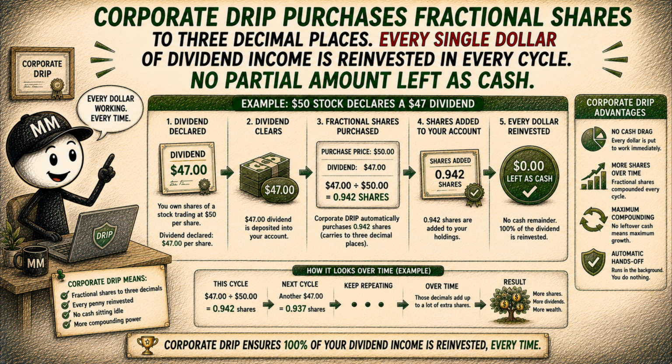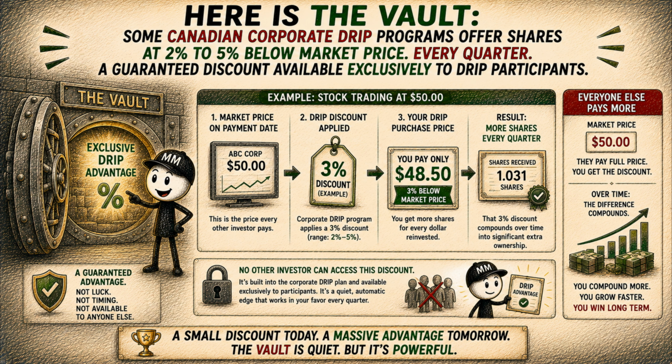First, fractional shares. Corporate DRIP programs typically purchase shares to 3 decimal places, meaning every single dollar of dividend income is reinvested, with no cash left over regardless of the share price. The full dividend is deployed in every cycle. Second, the price discount. Here is the additional advantage most investors never hear about. Some Canadian corporate DRIP programs offer shares at a 2% to 5% discount to market price.